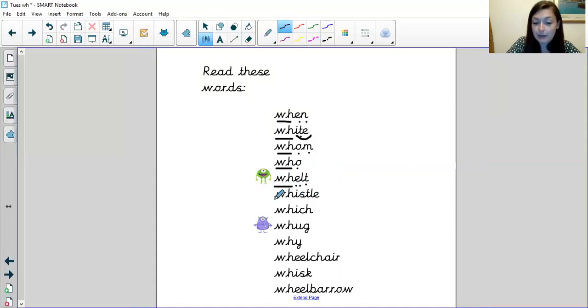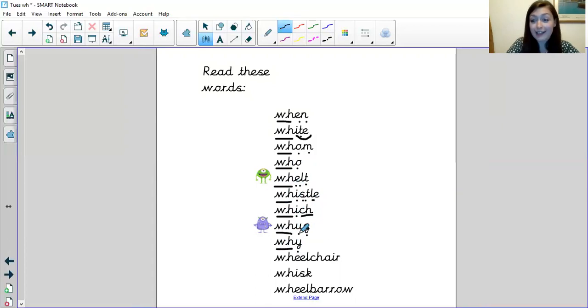And this word, our real word. Whistle. Well done. This word. That's right. Witch. Not the one that casts magical spells, but the other which, as in if we could put it in a sentence, we could say, which colour is your favourite? Let's read this alien word. Well done, wug.